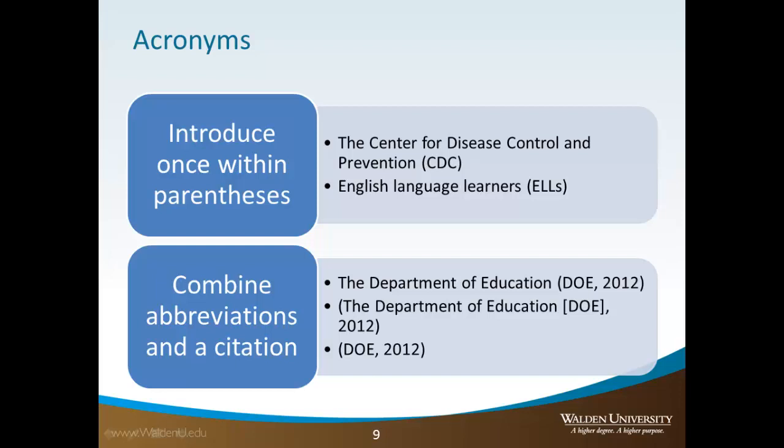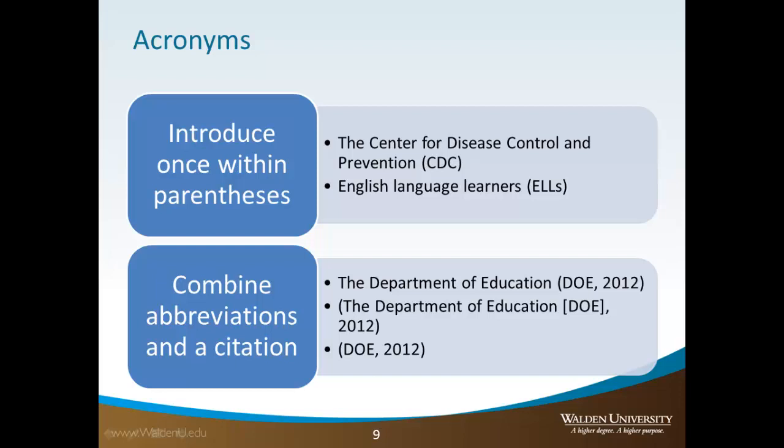So you'll spell out the whole thing the first time it appears in the text, and then you introduce the abbreviation or the acronym in parentheses right next to it. So you see the examples we have here: the Centers for Disease Control and Prevention, parentheses CDC, or English Language Learners, parentheses ELL, and then a lowercase s because it's plural. After that, you would just use the abbreviation or the acronym throughout the text. You don't need to switch back and forth or keep spelling out the term.